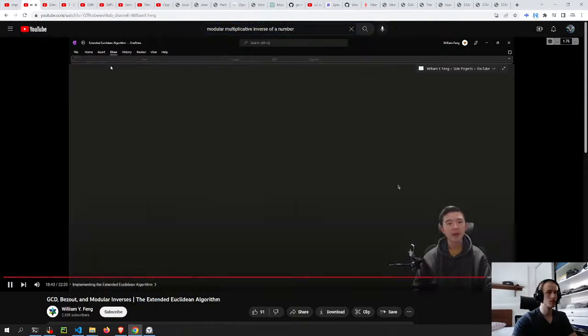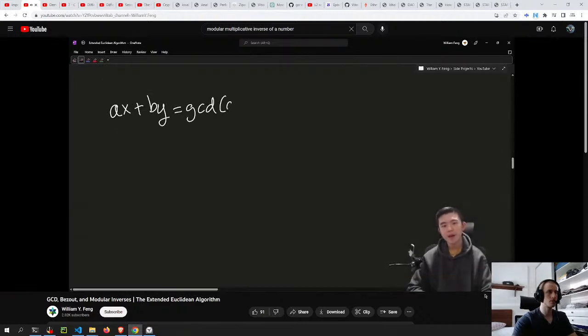Okay, let's get into how this is actually useful. So we have this equation ax plus by equals GCD of a and b, and we have a very efficient way of computing integer solutions to this equation. So given a and b, how do we find x and y that are integers? So we have fast ways of solving this equation.